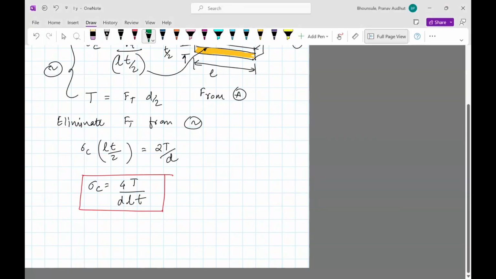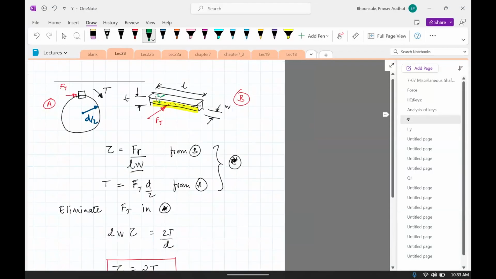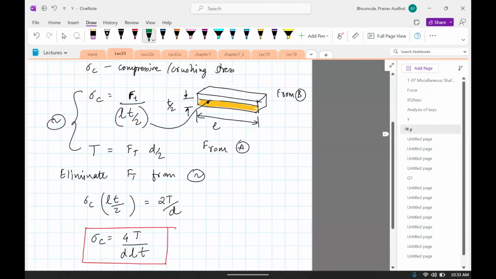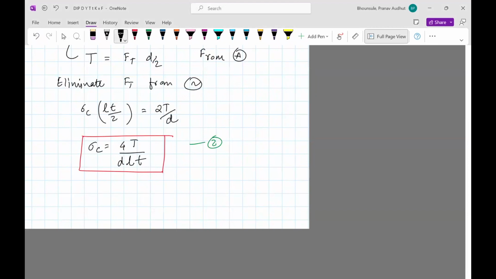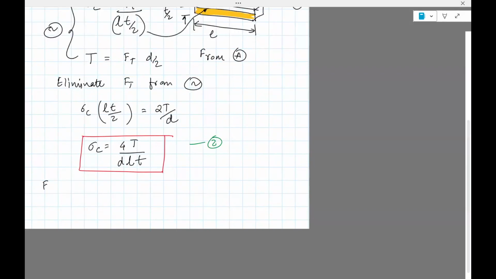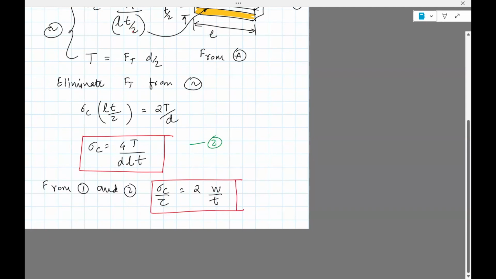Okay, so let's call this 1, call this 2. From 1 and 2, 1 is giving you shear stress, 2 is giving you compressive stress. You can actually take the ratio and get 2W divided by t. So if W equals t, the width equals the thickness, then the compressive stress is actually twice the shear stress.